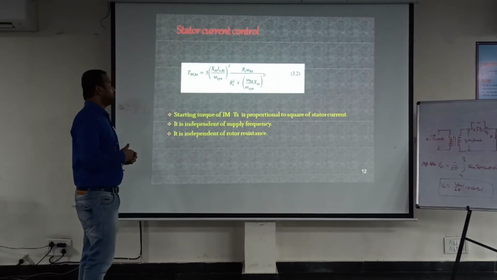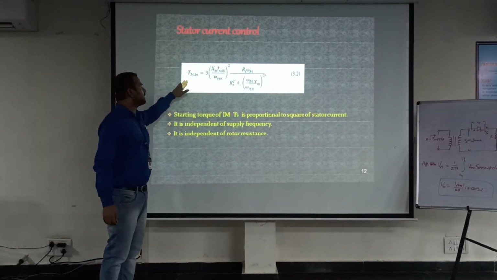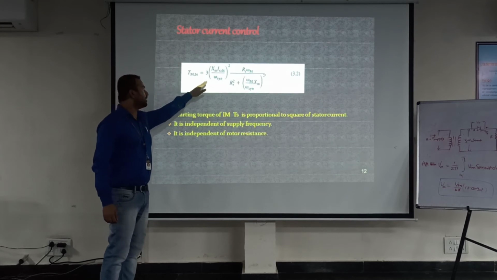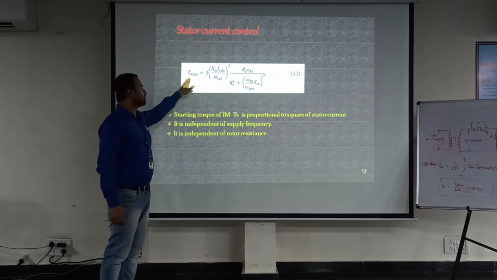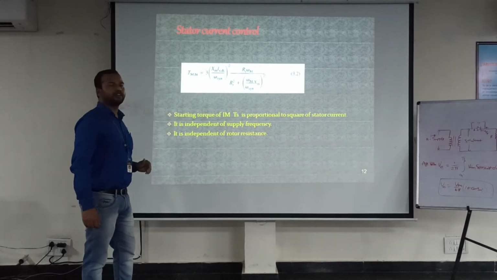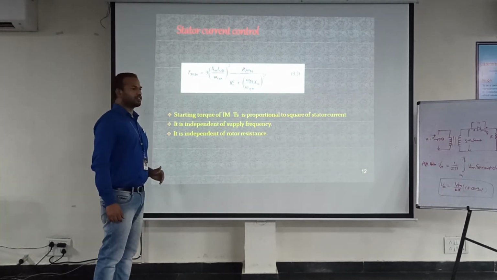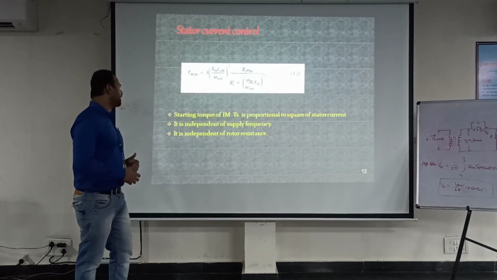Next, stator current control. As you know the torque equation, the relationship between torque and current: the square of the current is directly proportional to the torque. So if you control the current, you can control the torque, and thereby directly control the speed of the induction motor.